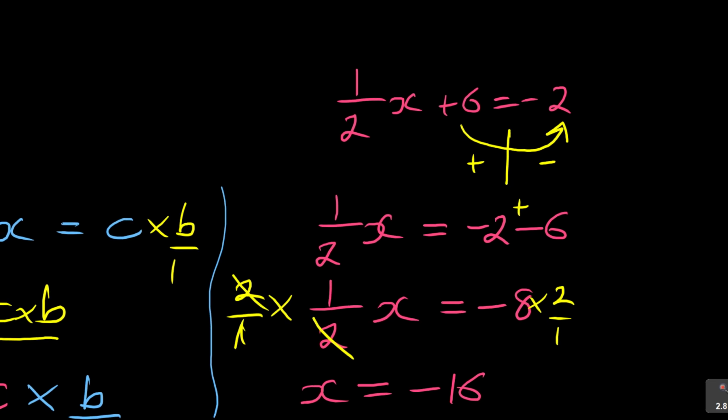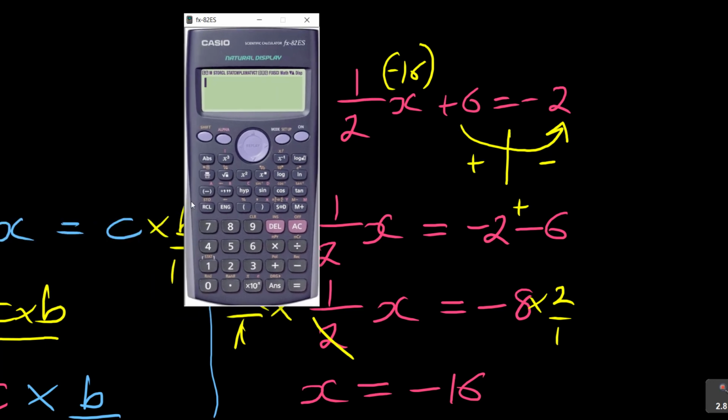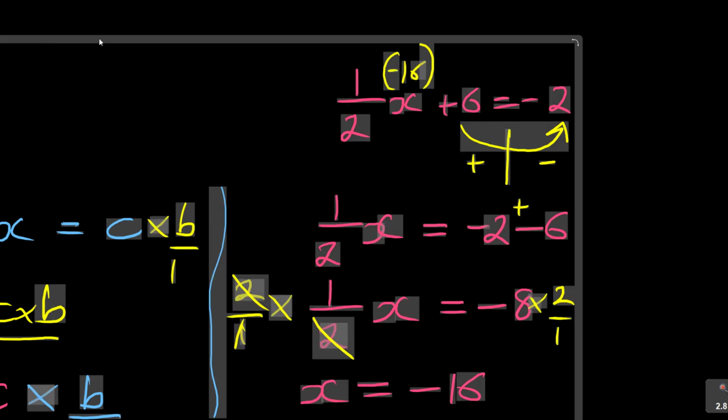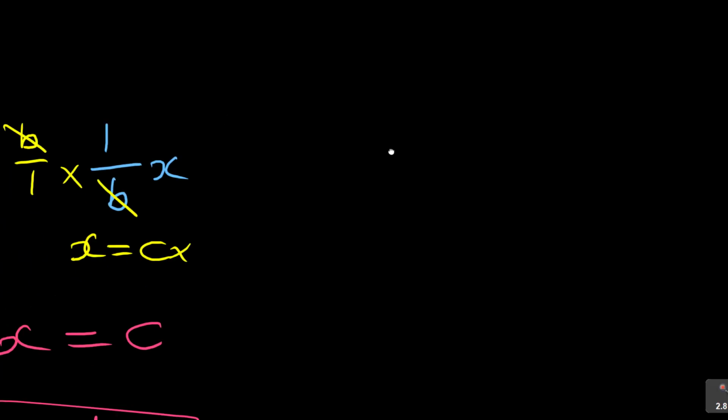X is minus 16. You come here, where there is X, you put what? Negative 16. Let's do that with the calculator. It must give us negative 2 on the right hand side. Look at this. If I say 1 over 2 and then put a bracket and then say negative 16 plus 6, negative 16, I was supposed to close this bracket, plus 6 equal to what? Negative 2. Do you see what I mean by that? Left hand side equal to right hand side. Okay, so that is how you go about working this out.